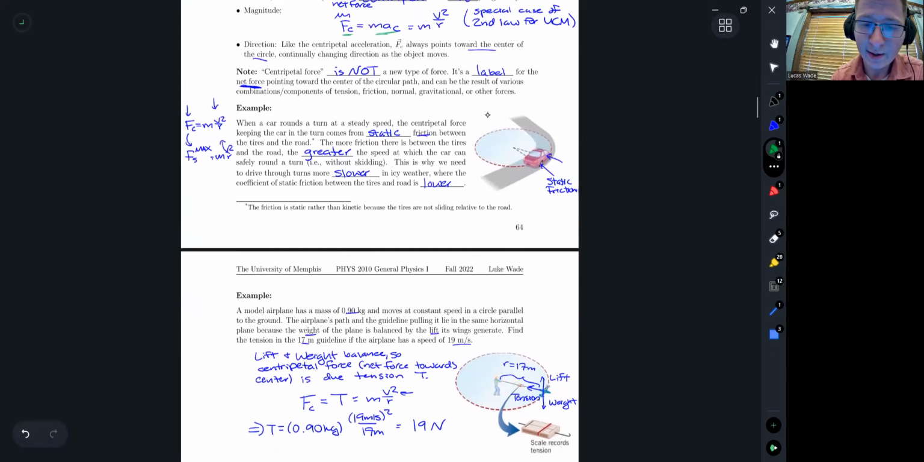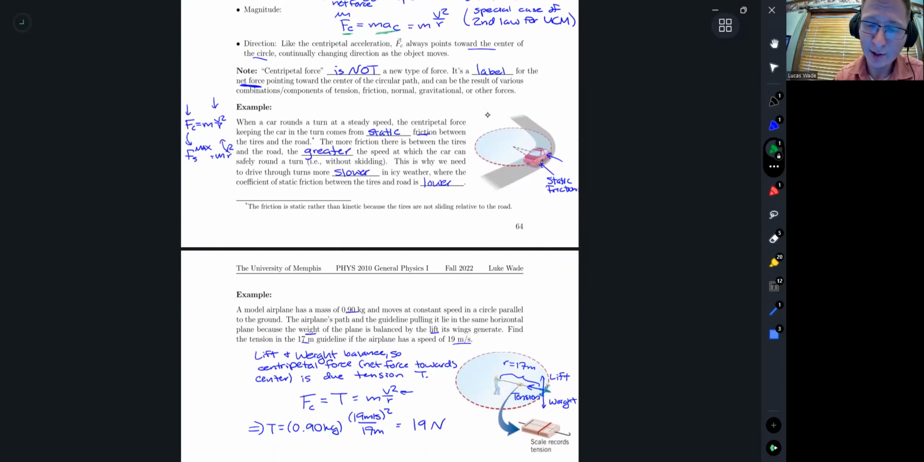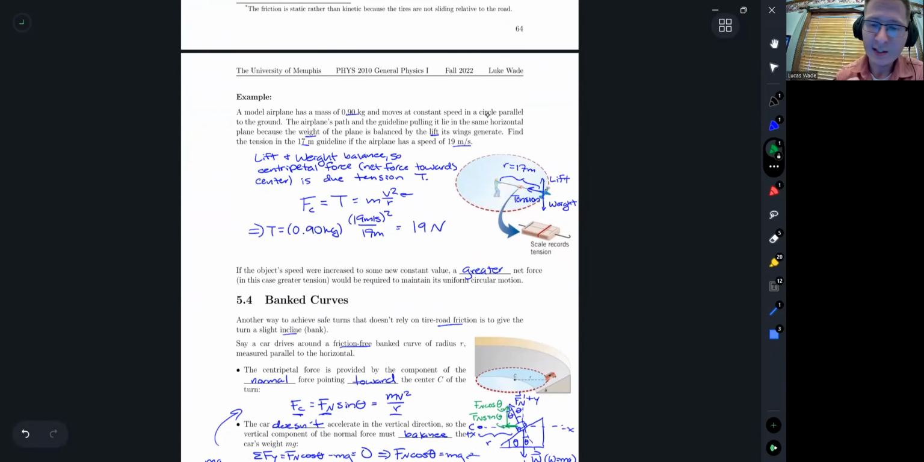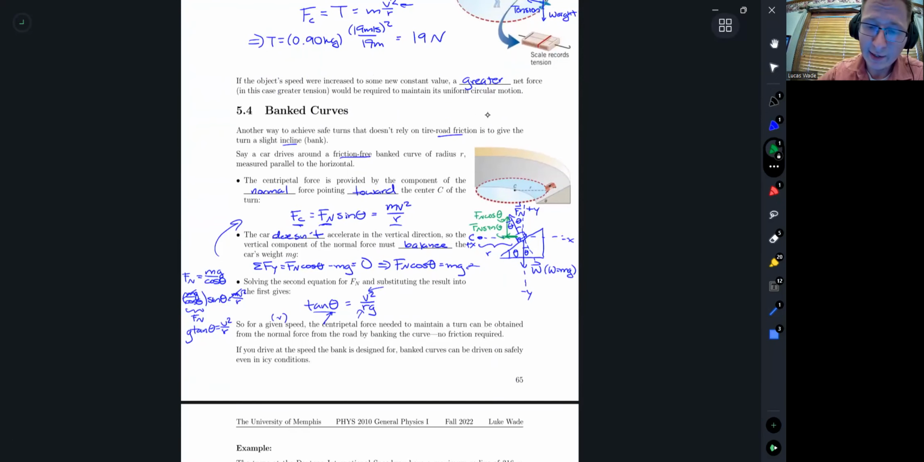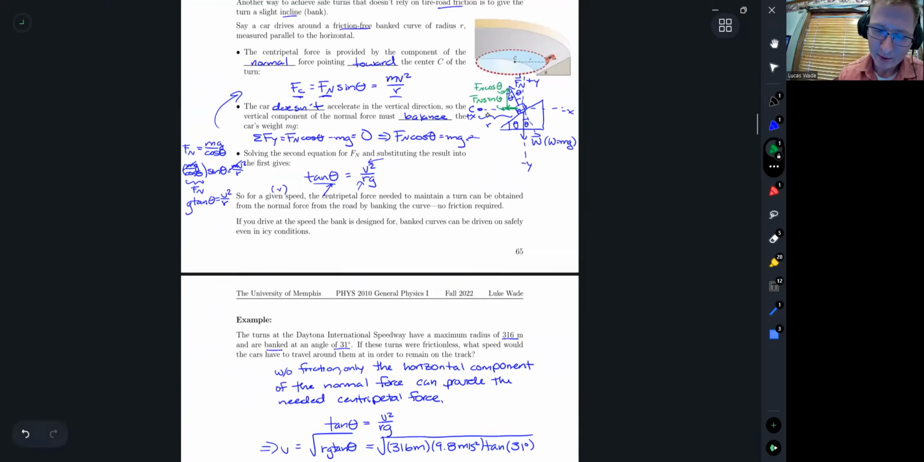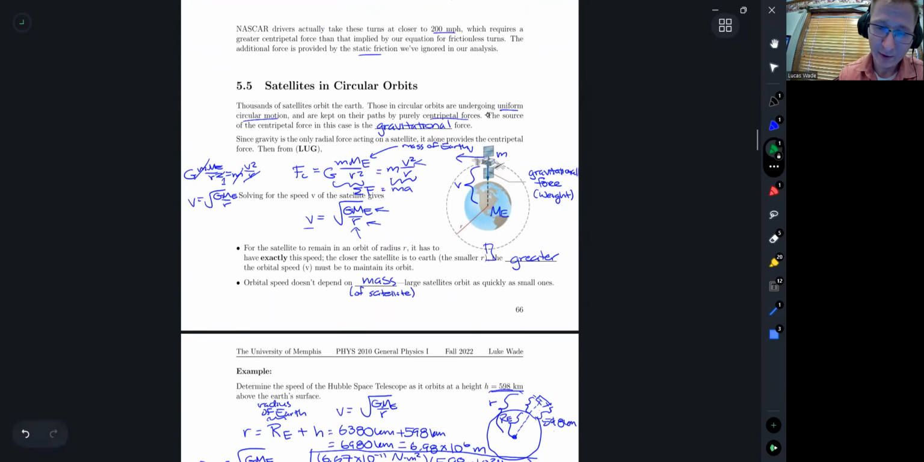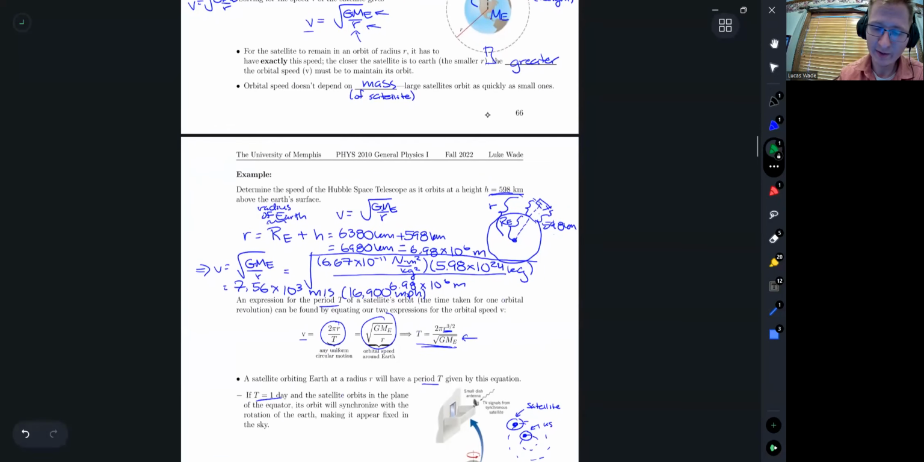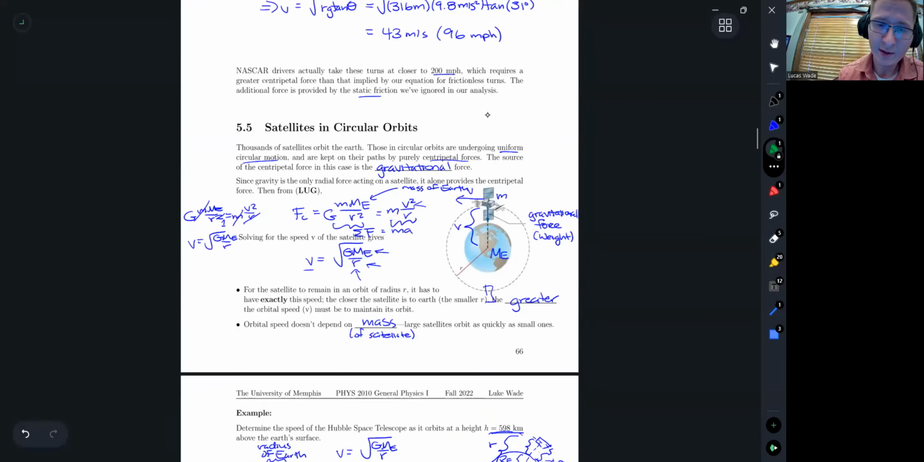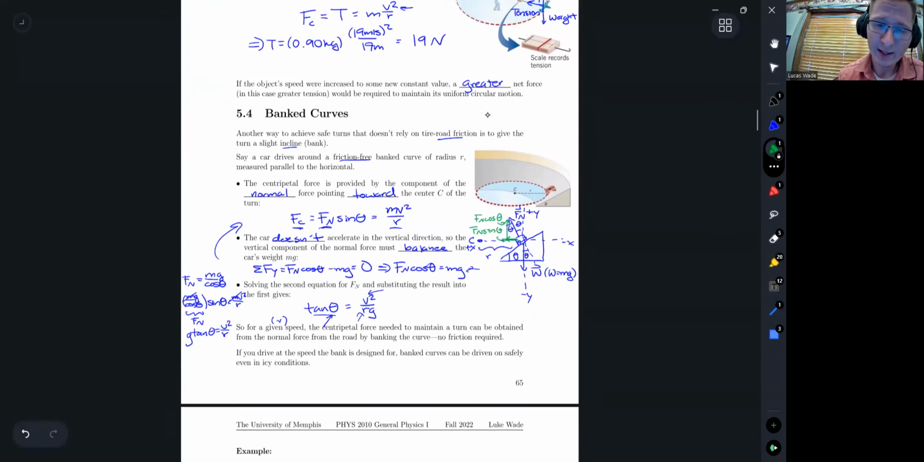For a turn on a level curve, it's static friction that does it. If you're spinning something around, like this plane, at the end of a string, it could be tension. If you're on a banked curve, it could be a component of a force, in this case the normal force. And it could be gravity acting towards the center of a circular path to supply that centripetal force. Each of those types of forces has its own consequences, so it is good to know when to apply these equations.